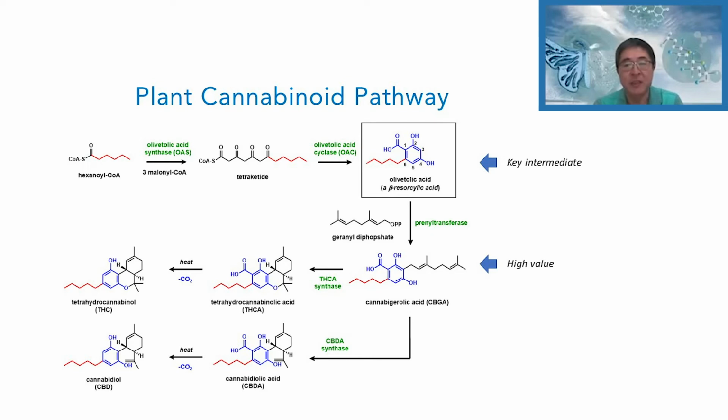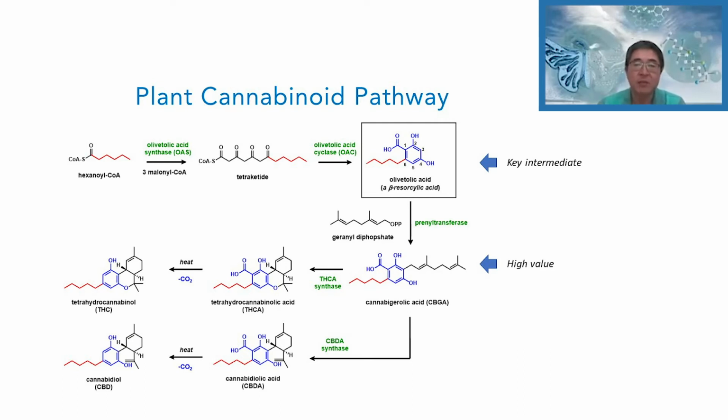beta-resorcylic acid. And this compound is then prenylated by geranyl diphosphate using a prenyltransferase to make the compound cannabigerolic acid, CBGA, which itself is a very high value compound, and it's being pursued by numerous synthetic biology companies, including Ginkgo, the company I mentioned earlier. And then this CBGA is cyclized by different cyclases into either THCA or CBDA. And then upon heating, they will decarboxylate to release the pure active components, THC and CBD.